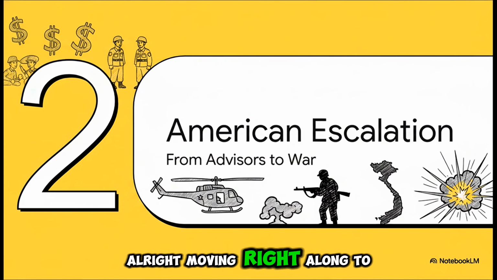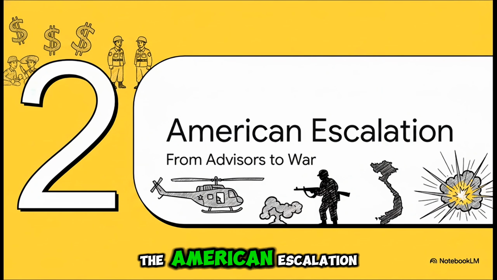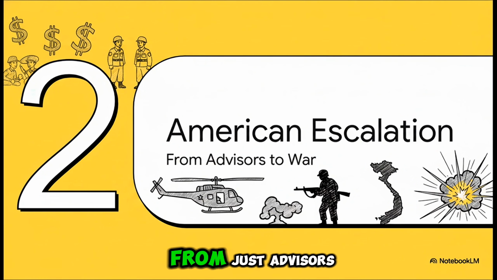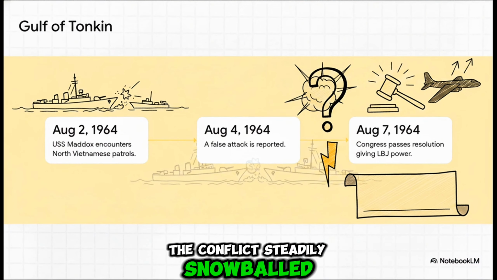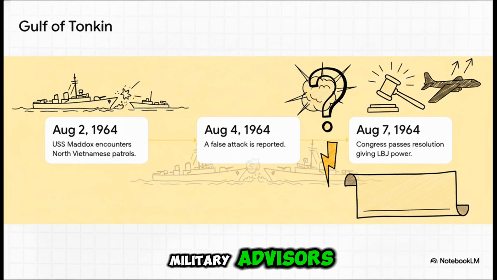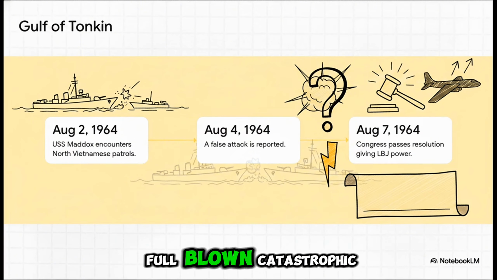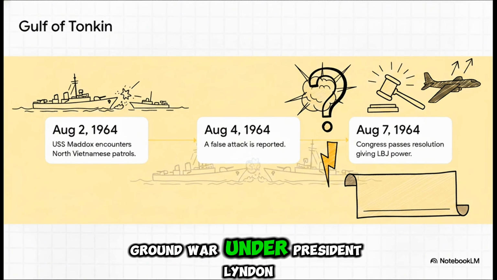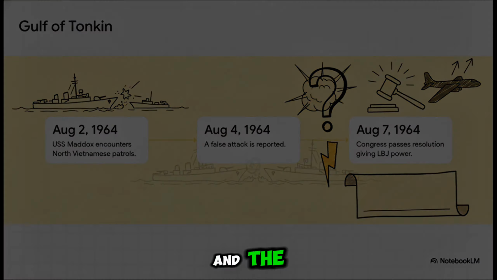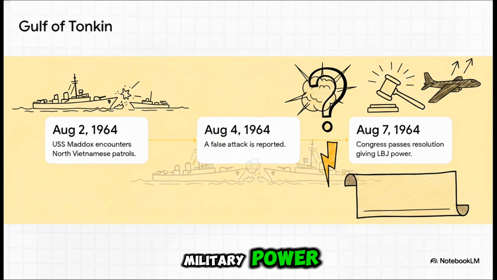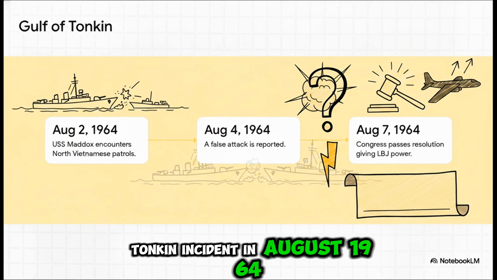All right, moving right along to Section 2, the American escalation. Let's see how we went from just advisors to a full-on war. The conflict steadily snowballed from just financial aid and military advisors under President Kennedy into a full-blown, catastrophic ground war under President Lyndon B. Johnson. And the spark for this explosion in military power? That was the Gulf of Tonkin incident in August 1964.